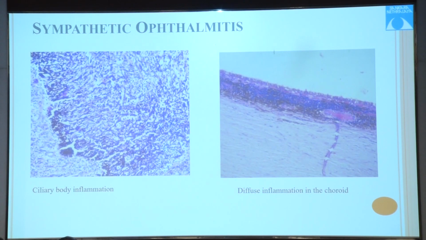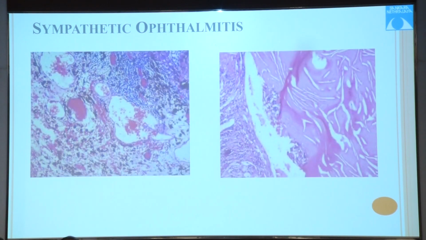Histopathology slides showing ciliary body inflammation, diffuse inflammation in the choroid. Diffuse inflammation of the choroid with choriocapillaris uninvolved, and a special finding of phacoanaphylaxis was noted in one of the cases.